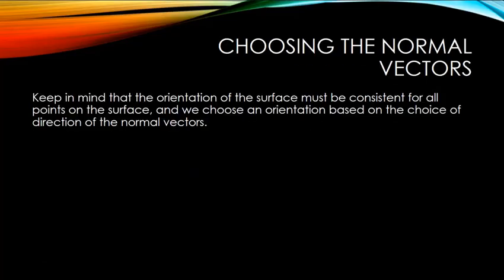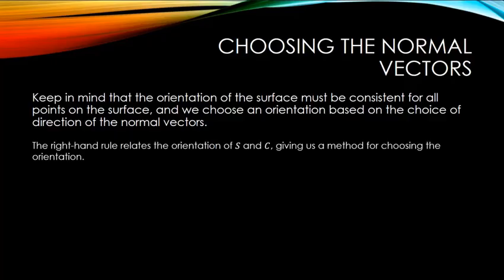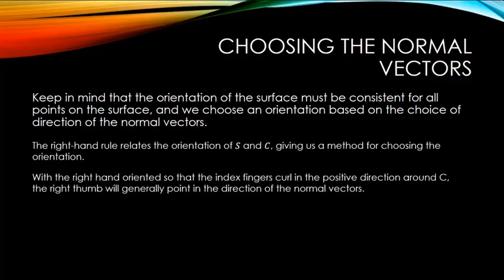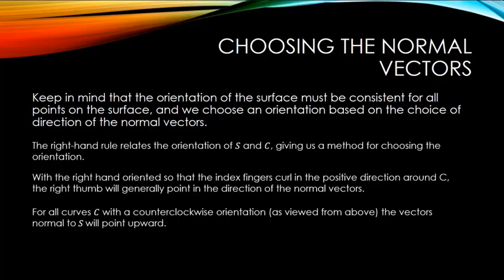Now, keep in mind that the orientation of the surface has to be consistent for all points on the surface, and we choose an orientation based on the choice of direction of normal vectors. To help us with that, we use a right-hand rule that relates the orientation of S and C and gives us a method for choosing our orientation. With the right hand oriented so that the fingers curl in the positive direction around C, the right thumb will generally point in the direction of the normal vectors. For all curves C with a counterclockwise orientation as viewed from above, the vectors normal to S will point upward.